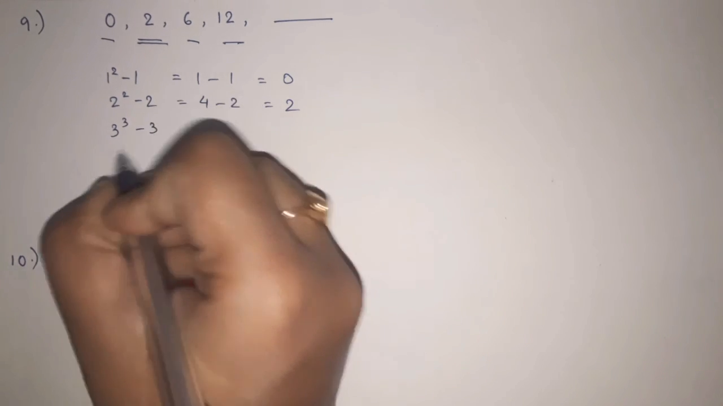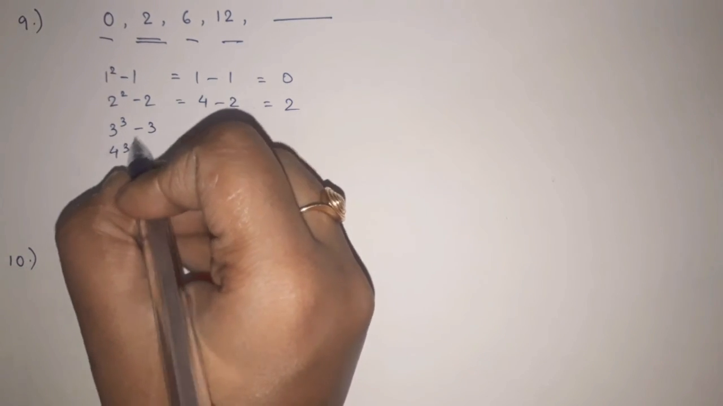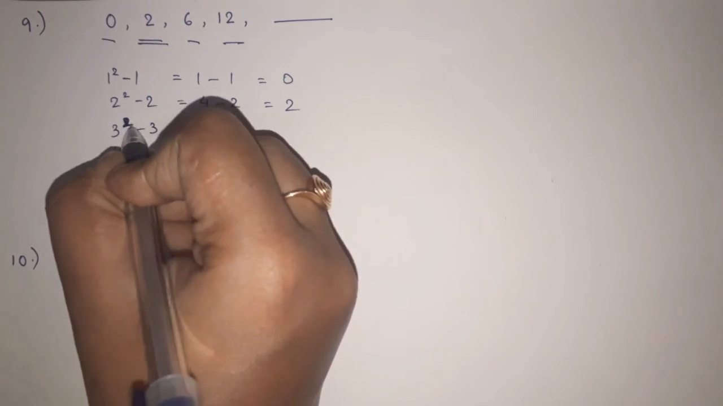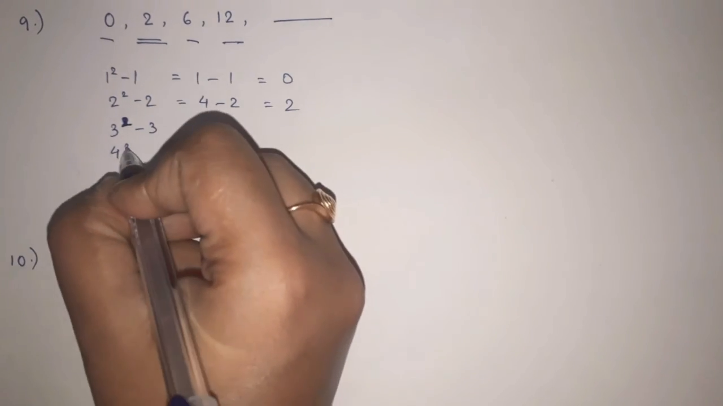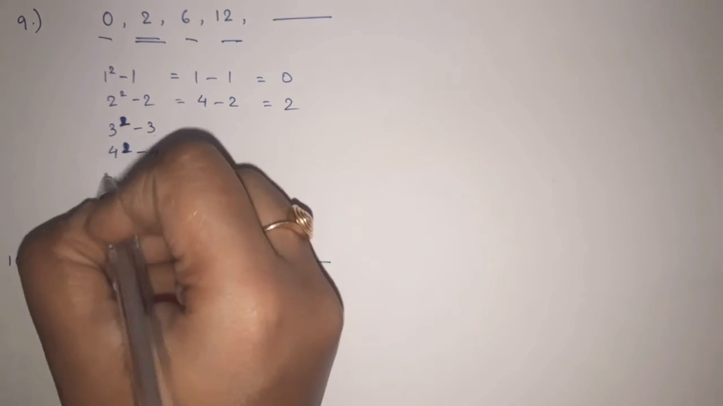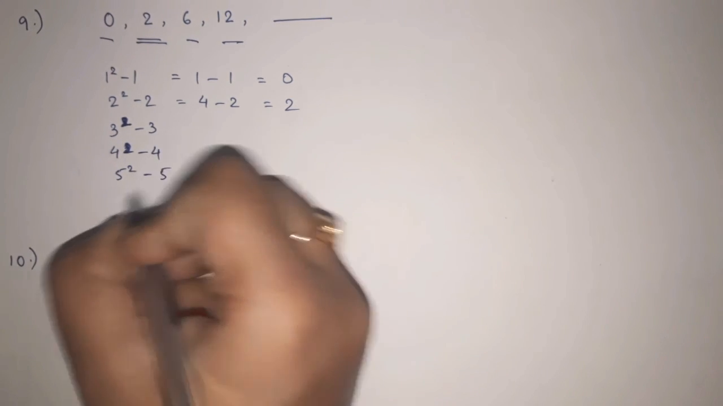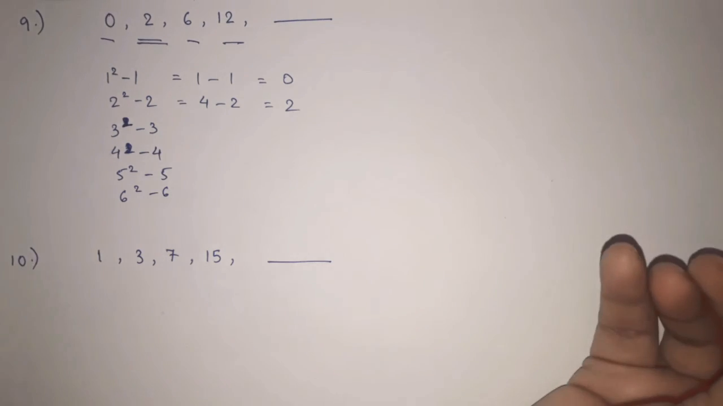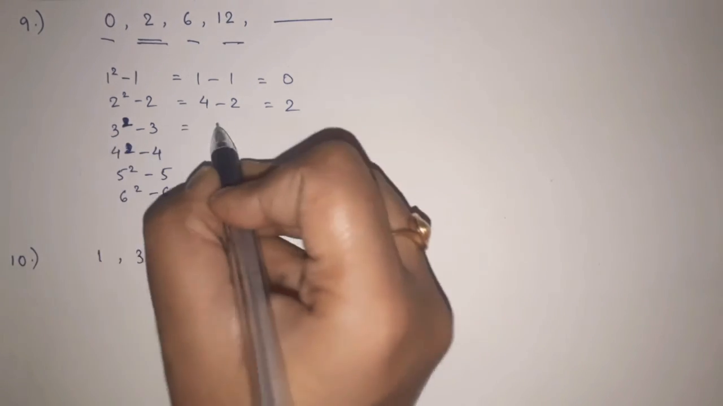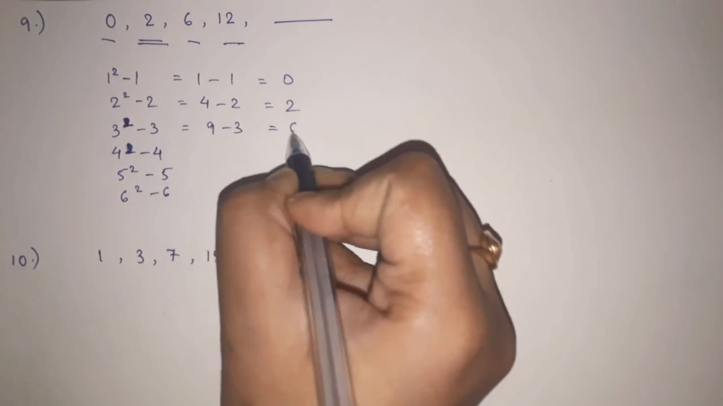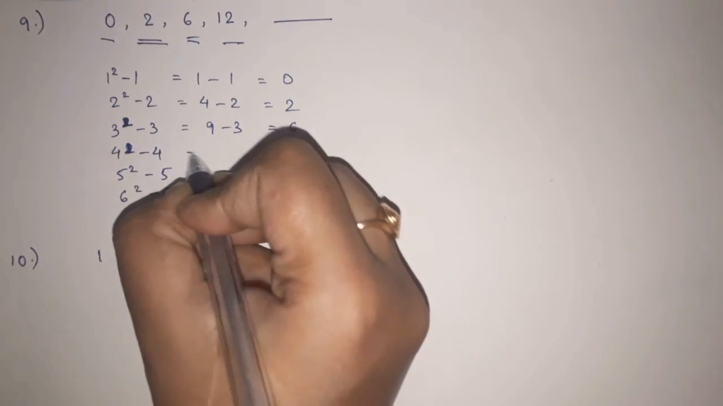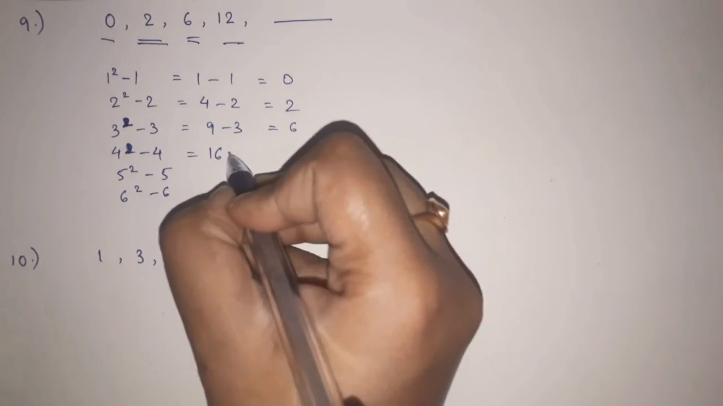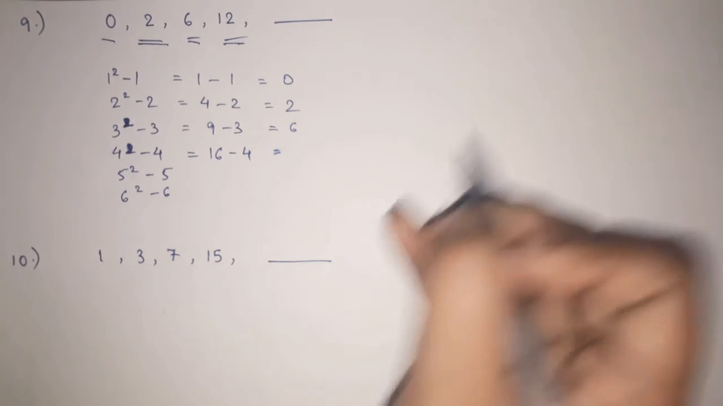Similarly, 3 square minus 3, 4 square minus 4, 5 square minus 5, 6 square minus 6, and so on. See, 3 square is 9 minus 3, that is equal to 6. Here we got 6. 4 square is 16 minus 4, so here we got 12.